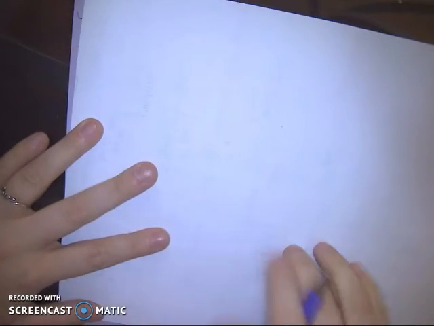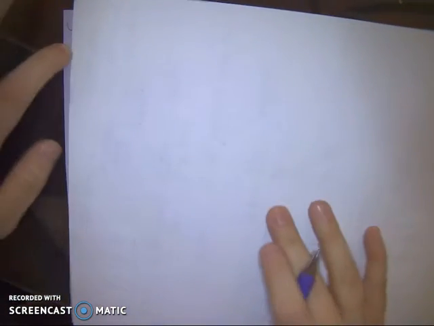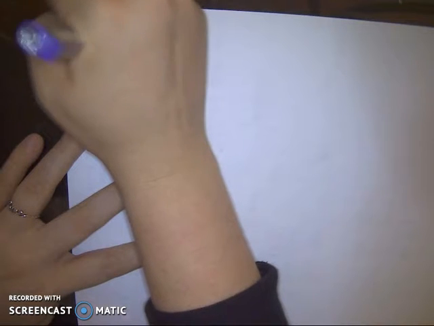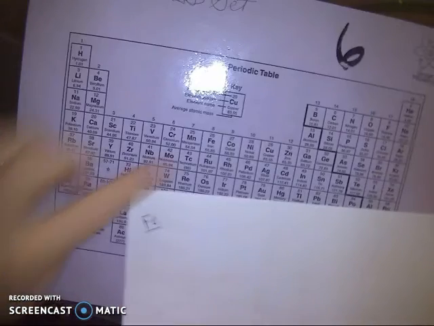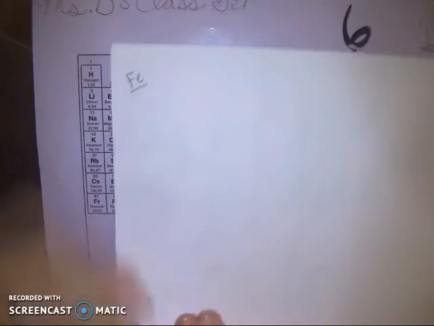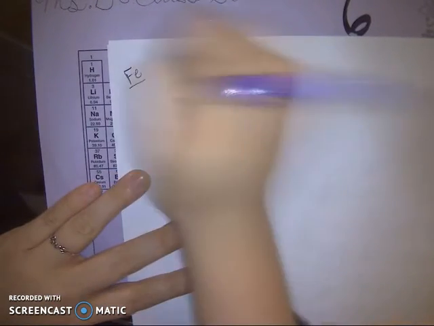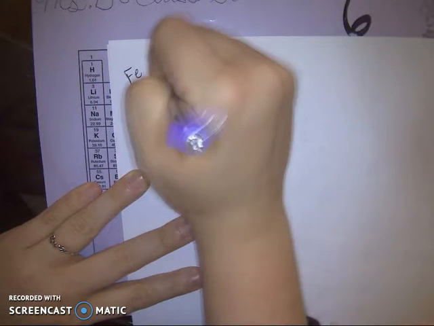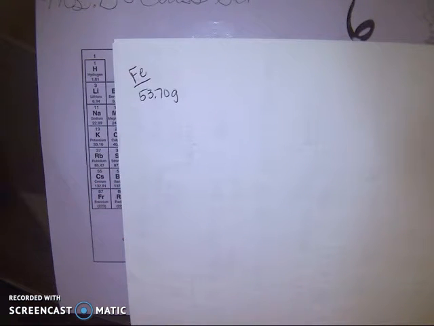So in the problem, it gives us 53.70% iron. So that is signaling to me that it's 53.70 grams. So I always start out listing what element I'm talking about. I'm talking about iron. Iron's symbol is Fe. Fe is a transition metal, and it's right there in the middle of your periodic table. But Fe was given to us, and it had 53.70 grams.